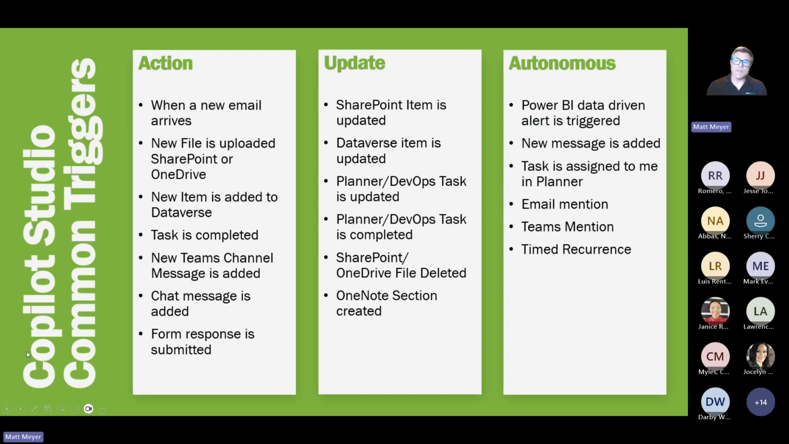Some of the triggers we can use inside of Copilot Studio are action events, like when an email arrives, when a new file is dropped on SharePoint or OneDrive, when a new item is added to Dataverse, that kind of thing. Even in Planner or DevOps, when tasks are updated or completed, or if a new chat is added. All those we can act upon. It'll trigger our particular event. And conversely, when things are updated, you can also have events triggered.